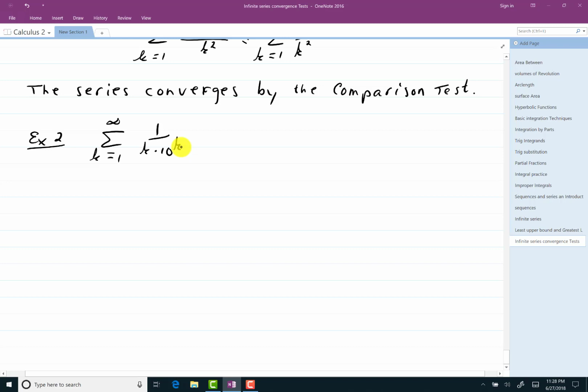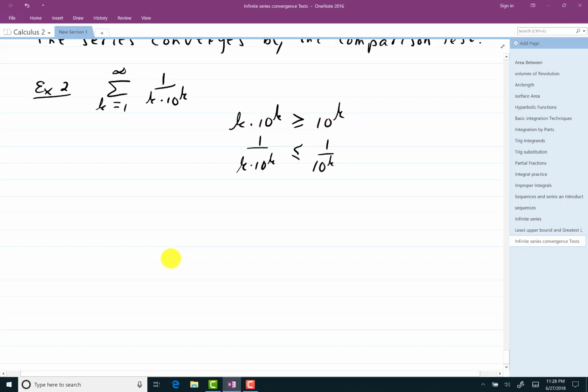Well, this one's not going to be so hard either because it's easy for me to see the following. I know that k times 10 to the k is always going to be greater than or equal to just plain old 10 to the k, because k starts at least at 1, so for every k this is going to be true. That means when I take the reciprocal, 1 over k times 10 to the k is going to be less than or equal to 1 over 10 to the k. But then we know that that's going to converge.